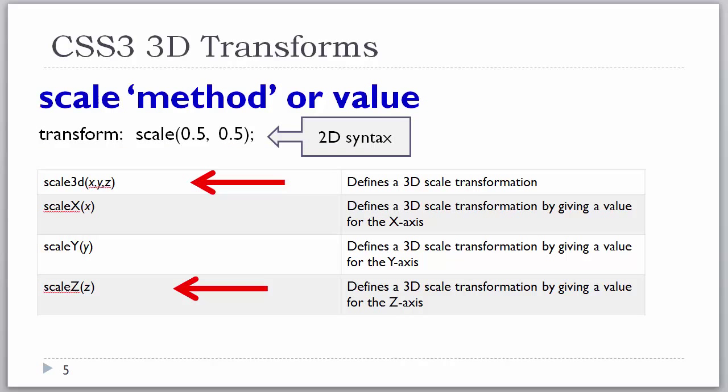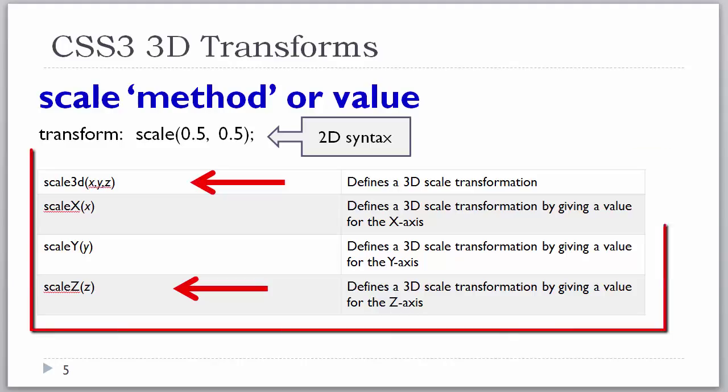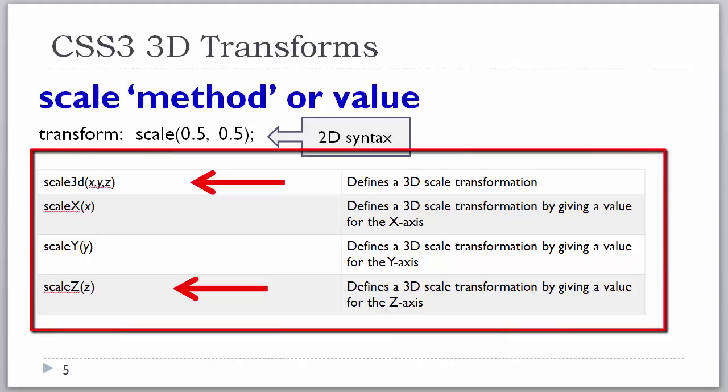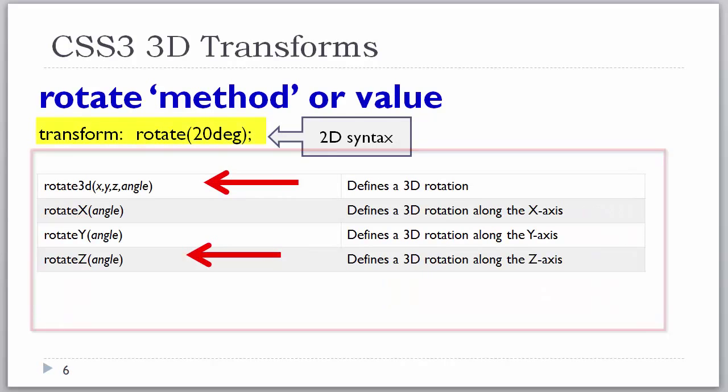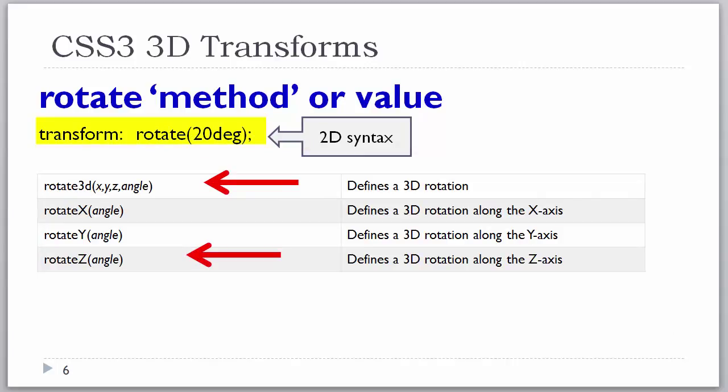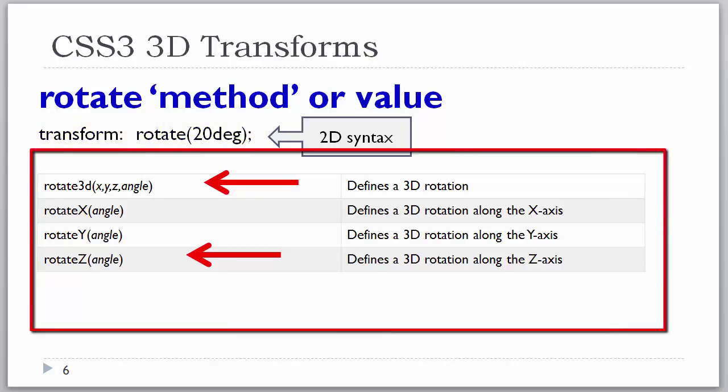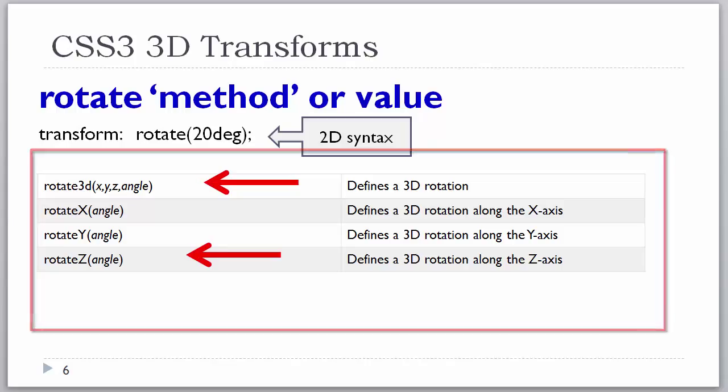Let's look at the scale method or value. Here we see the traditional 2D syntax, where we can scale something up or down on a proportional basis. Now we have the 3D syntax, scale3d, scaleX, scaleY, scaleZ. The rotate method, here we have the 2D syntax, where we can rotate something so many degrees. Now we have the rotate3d, rotateX, rotateY, rotateZ values.